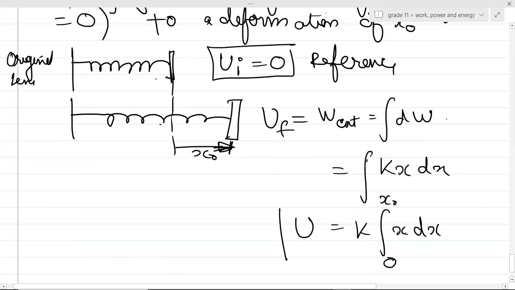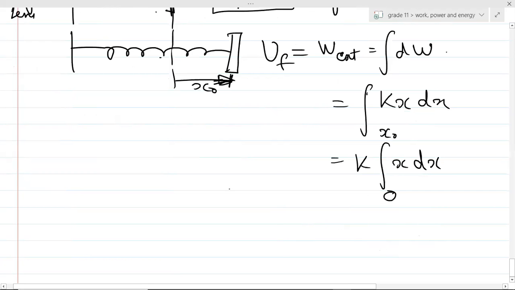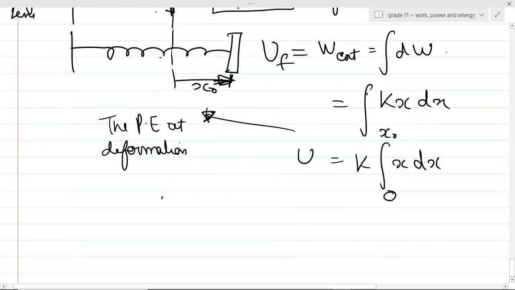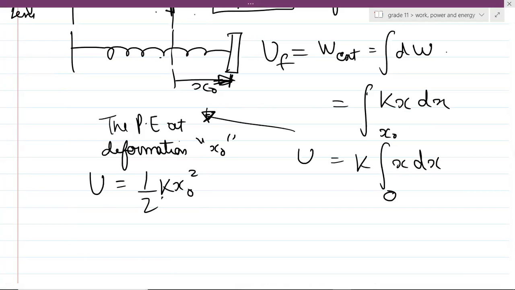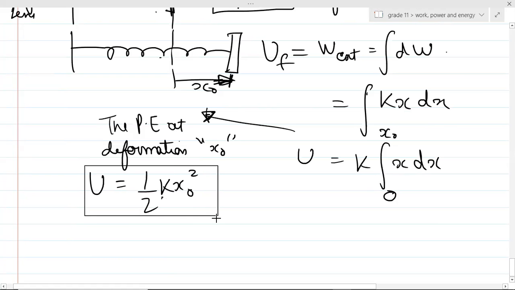Let me solve it for you. The integration of x dx will be x squared by 2, and when you put the limits, the final answer will be the potential energy. The potential energy at deformation x naught is equal to half k x naught squared. Please write it, guys, and just give me 2 minutes.